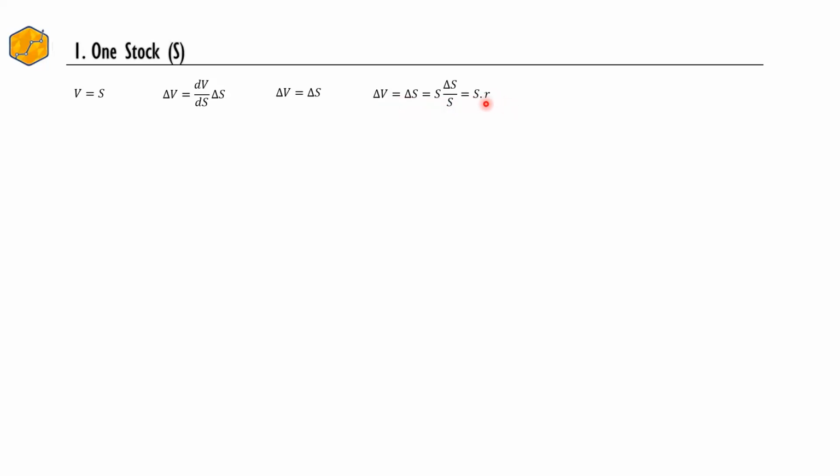Okay, so bring this expression to this point. Now we have something very simple. Our assumption is that returns are normally distributed.